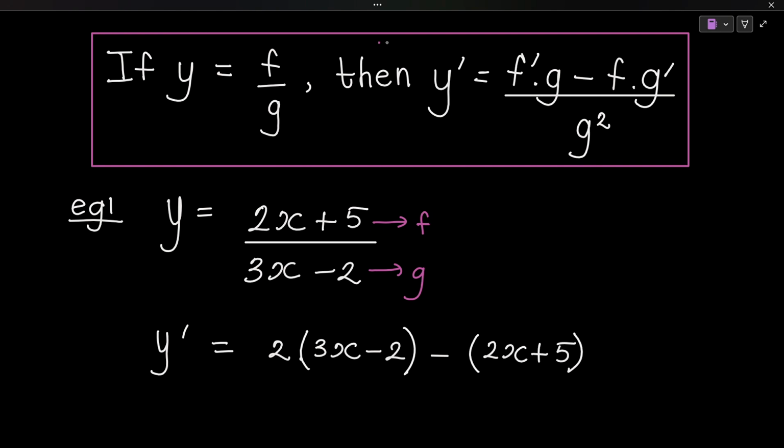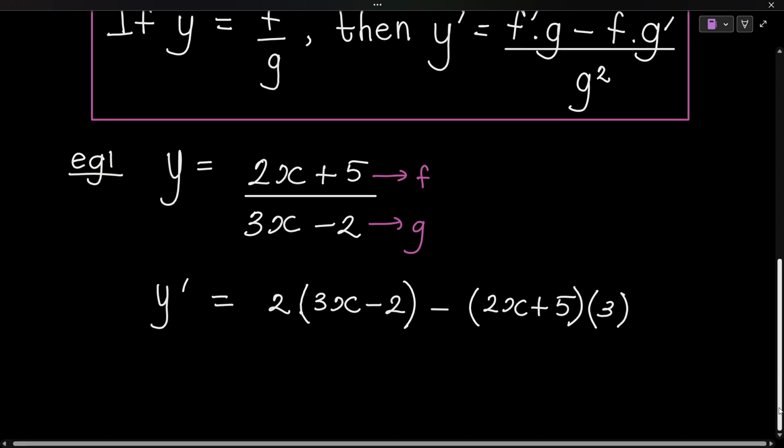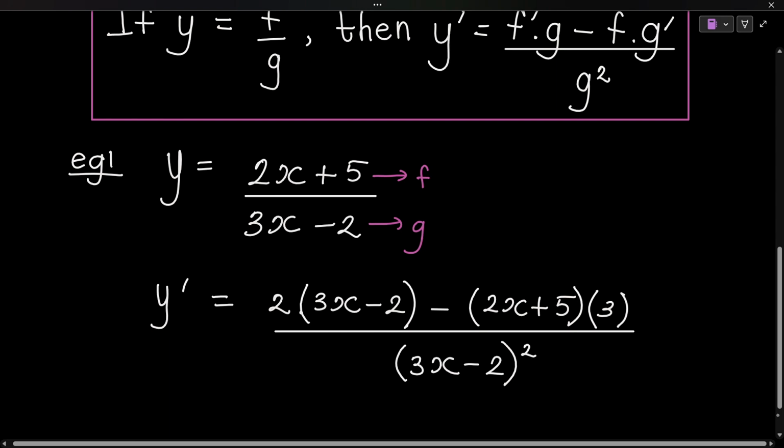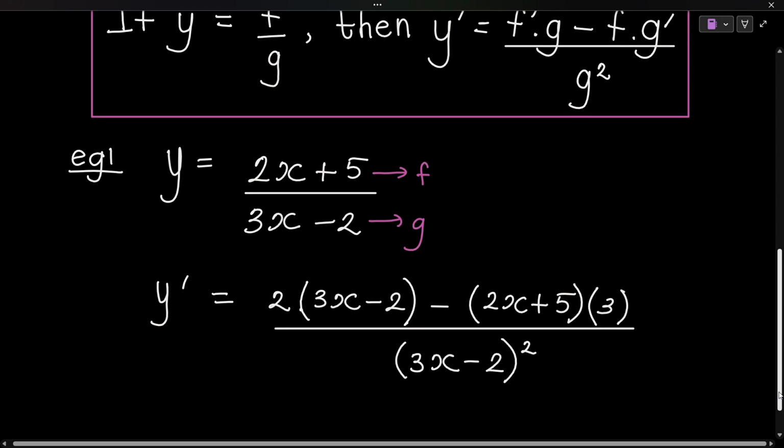So we have f times g prime, and we differentiate the denominator. Now, to differentiate the denominator, the derivative of 3x is 3, the derivative of minus 2 is 0. So it's just being multiplied by 3. And the quotient rule tells us that we square the denominator. So we're going to have g squared, which is going to be 3x minus 2 all squared. So that is our first step for the quotient rule.